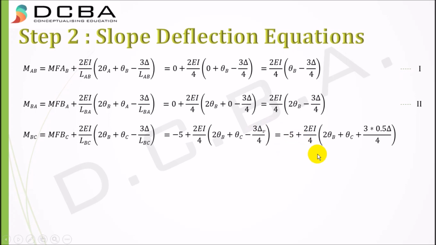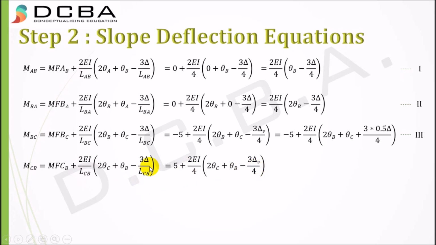And now we just have to substitute the value of delta V here. We get minus 5 plus 2EI by 4 into 2 theta B plus theta C plus, since this was negative, minus 0.5 delta, so minus came out, so it became plus 3 into 0.5 delta by 4. I name this equation as 3. Now MCB equal to MFCB plus 2EI upon LCB into 2 theta C plus theta B minus 3 delta by LCB. Okay, again delta would be delta V. MFCB is plus 5, so simplifying this we get 5 plus 2EI by 4 into 2 theta C plus theta B plus 3 into 0.5 delta by 4. I'll name this equation as number 4.